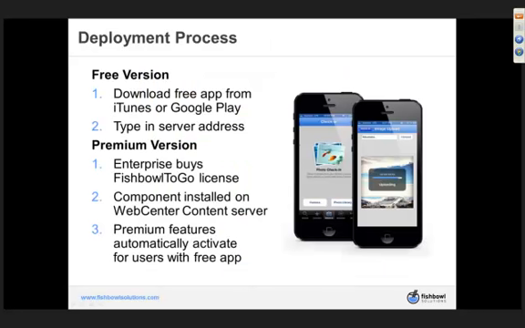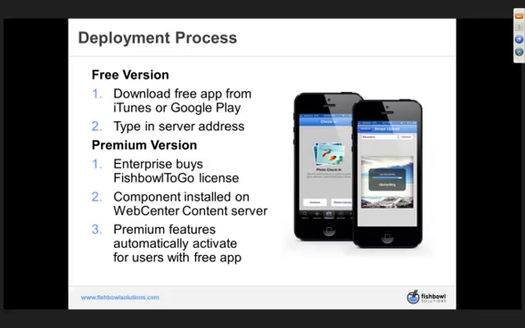The deployment process for this app is pretty simple. For the free version, all you have to do is go out to the public stores and download it, and then type your server address in. I will say that in order for the app to work, you have to be able to get at your content server. So if it's not externally available, you'd have to be on an internal Wi-Fi network or connecting first through your phone's VPN and then to the server. So the free version is simply a download and install.